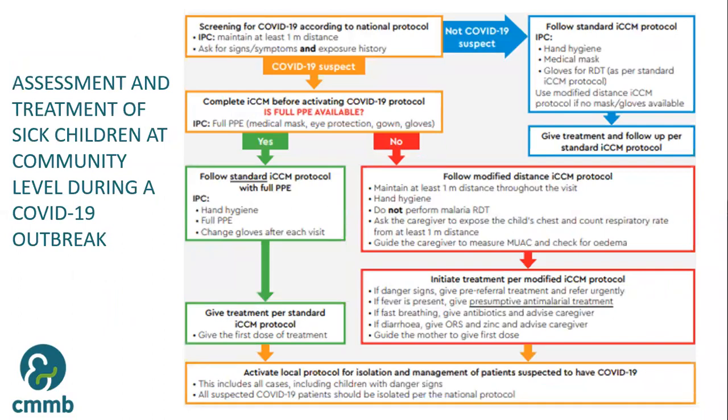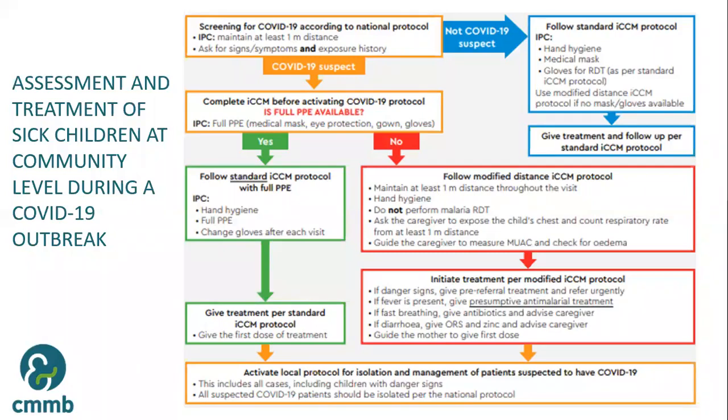So this is like a summary for care and treatment for children at community level during a COVID-19 outbreak. We need to screen first for COVID-19 according to the national protocol that is in application in your country. So we do the social distancing, and we ask for the history of the illness with the family. What are the signs? When did that start? We need to complete the ICCM to activate any COVID-19 protocol.